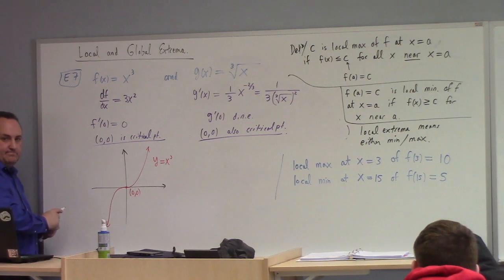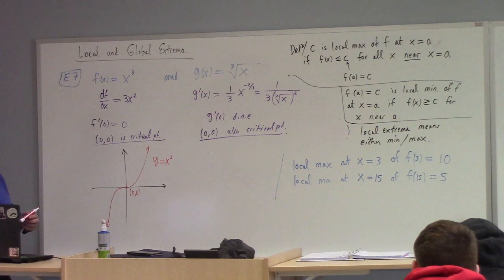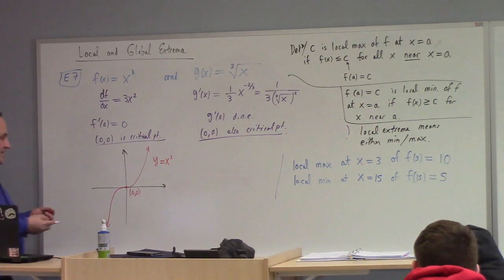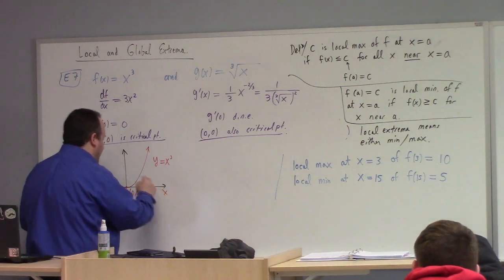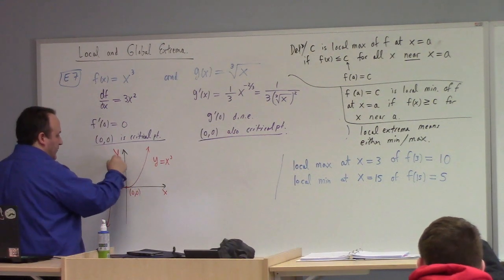All right? So just because you have a critical number doesn't automatically mean that you've got a local max or min. It may be something else. Sometimes we call this kind of point a saddle.